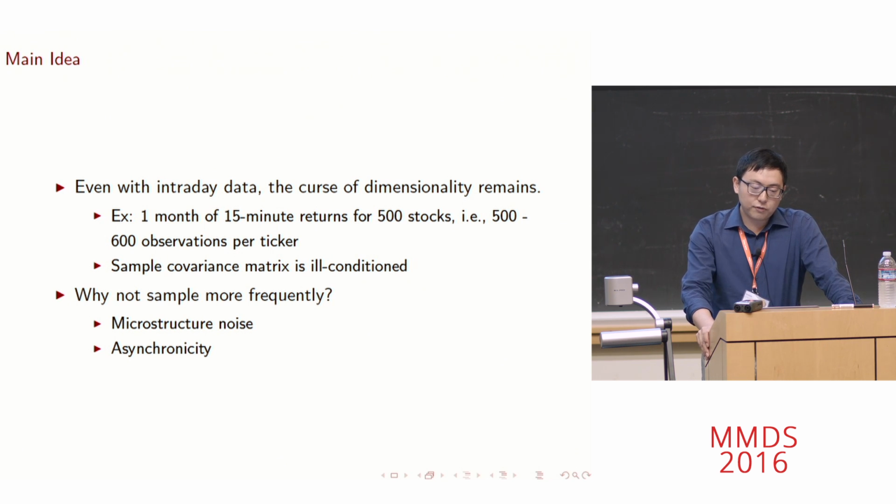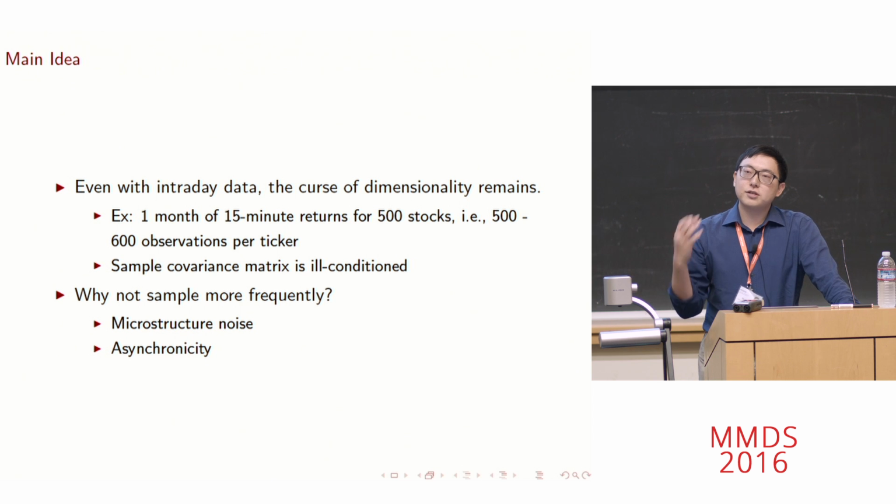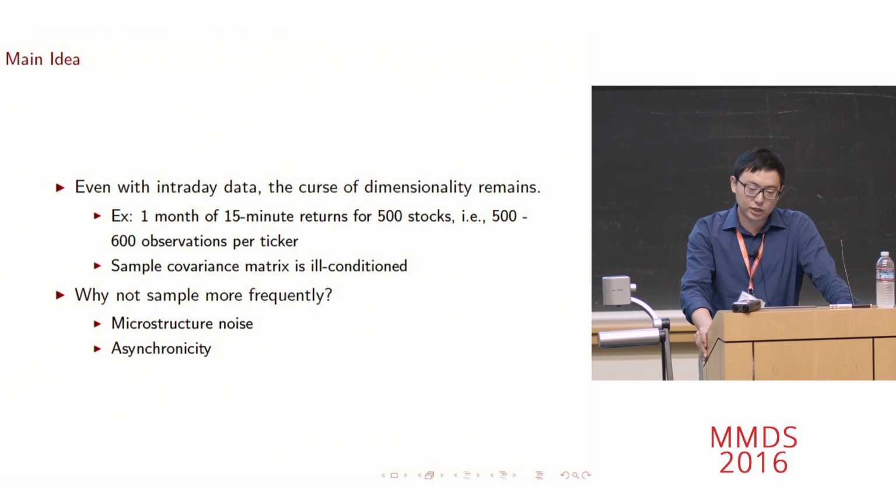However, if you look at 1 month of 15-minute returns for 500 stocks, there are about 600 observations per ticker. So the cross-sectional dimension over the time series dimension is around 1. And in this case, we know that the sample covariance matrix is ill-conditioned. Okay, so we need to solve this curse of dimensionality problem, even with intraday data, if we want to have an idea about monthly volatility.